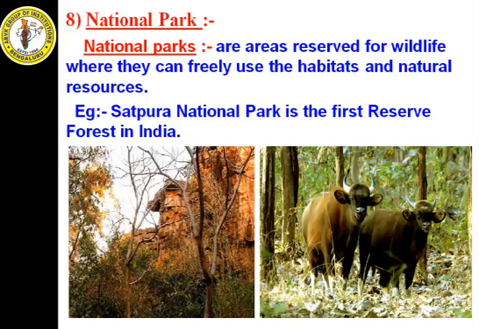For example, they have given Satpura National Park as the first reserve forest in India. This will be one more question. Satpura National Park is the first reserve forest in India.